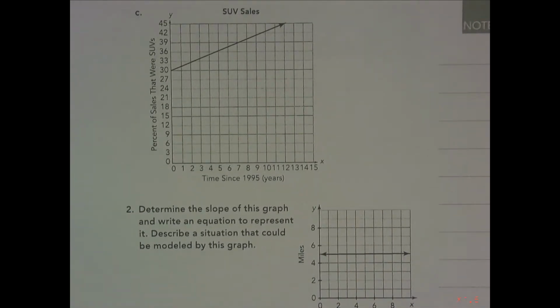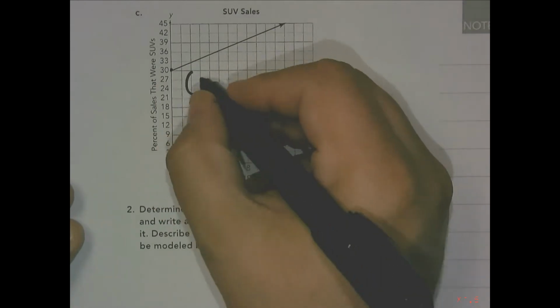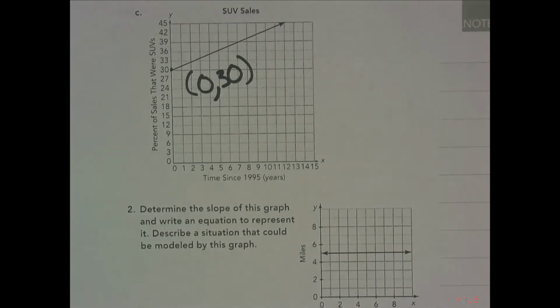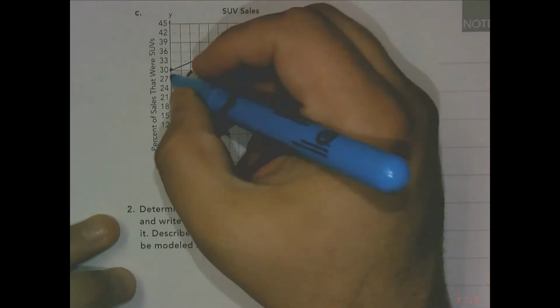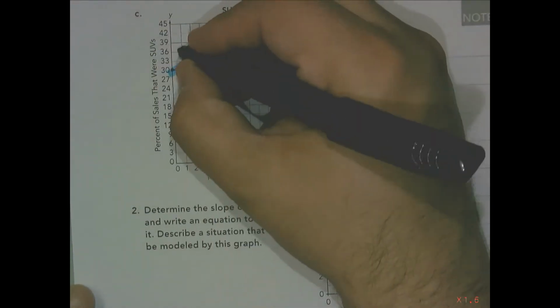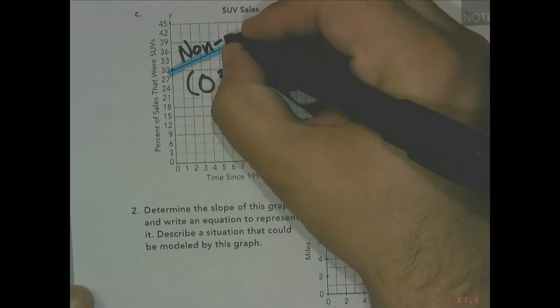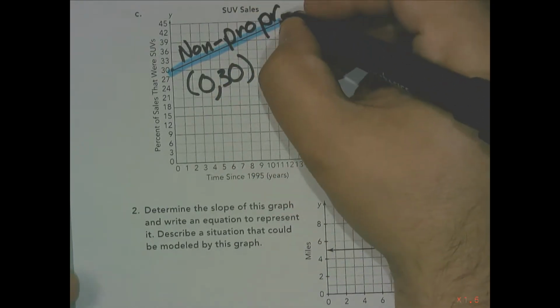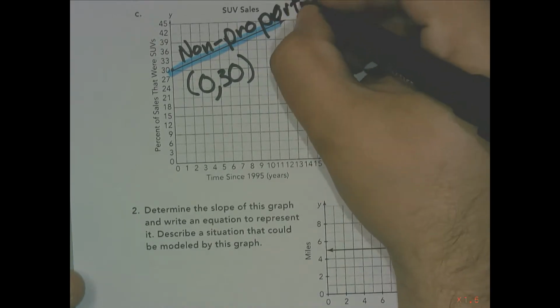Okay, now I forgot about this graph C on the other side, but if we look at this, this will be a nice little recap. Right here is where it crosses the y-axis. That's at the point 0, 30. So right off the top, is this proportional or non-proportional? Non-proportional, very good. Can somebody tell me why? It doesn't cross the origin. So because it doesn't cross the origin, we labeled this as non-proportional. Now what that means is the equation is going to have a plus number at the end of it.